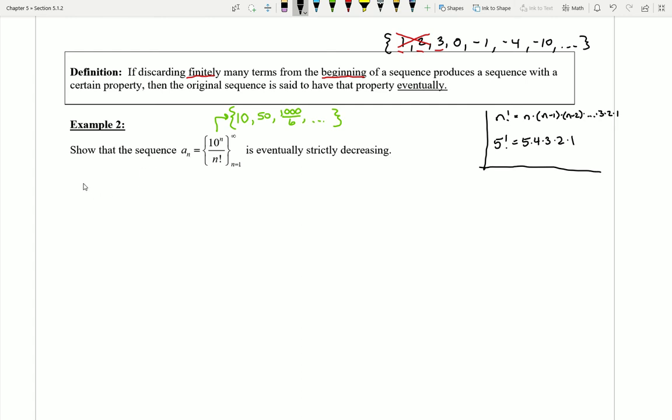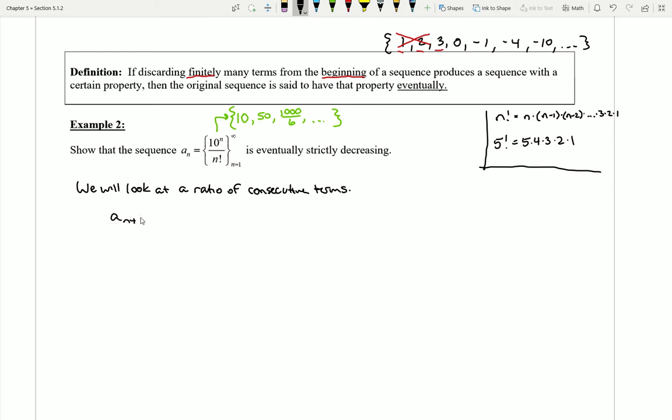So let's go ahead and say that we will look at a ratio of consecutive terms.